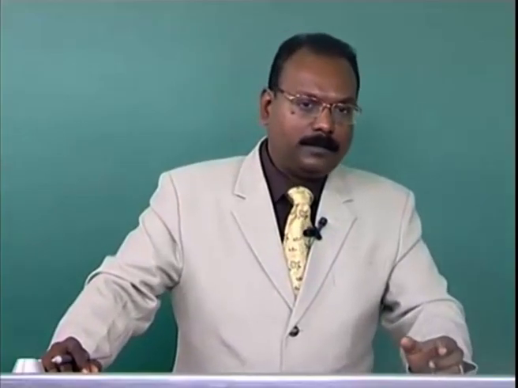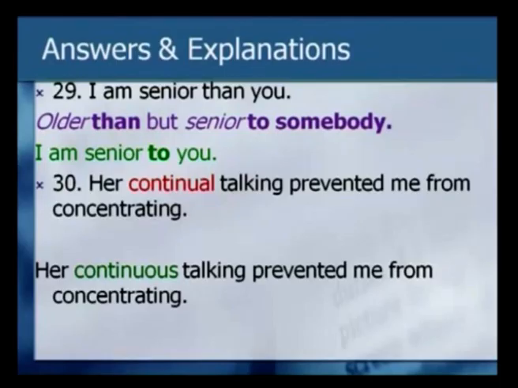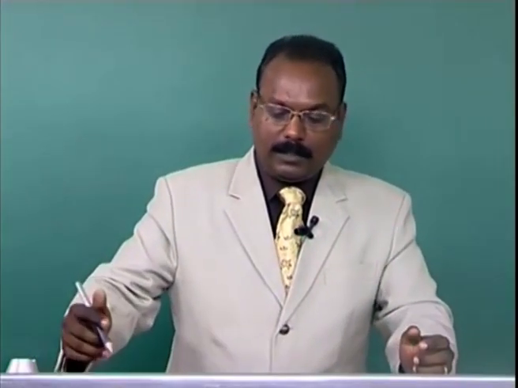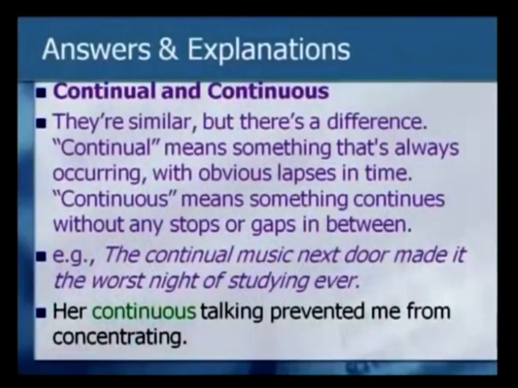Now, the last one, her continual talking prevented me from concentrating. As I have indicated here, the error is with regard to the usage of the word continual, which is frequently mistaken with the word continuous. Her continuous talking prevented me from concentrating. Now, what is the explanation? Let us look at the explanation and the difference between these two words, continual and continuous.